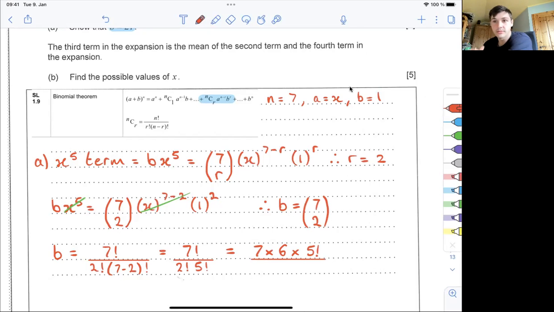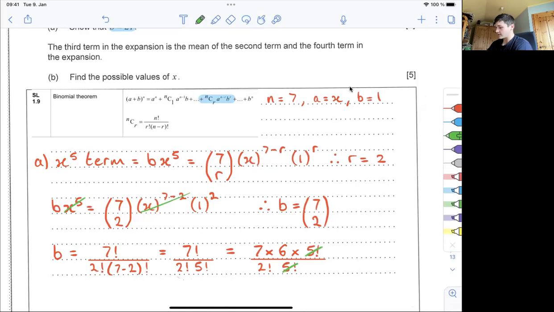Because 5 factorial is just going to be 5 times 4 times 3 times 2 times 1, so that's the equivalent of 7 factorial. Then I can divide this now by the same thing, 2 factorial multiplied by 5 factorial, and now I have an opportunity to cancel out my 5 factorials, okay?